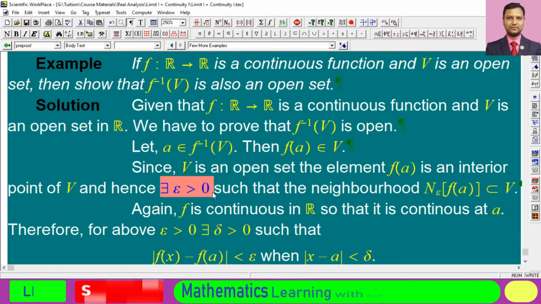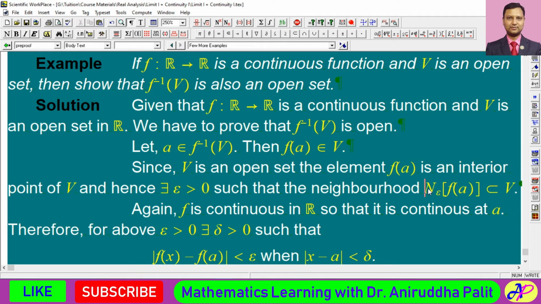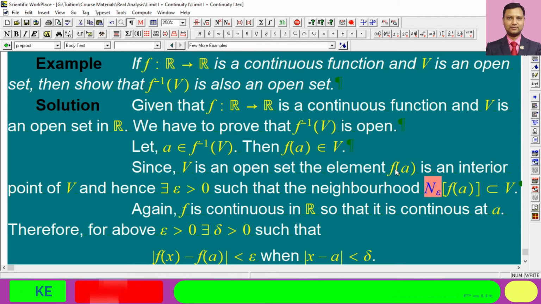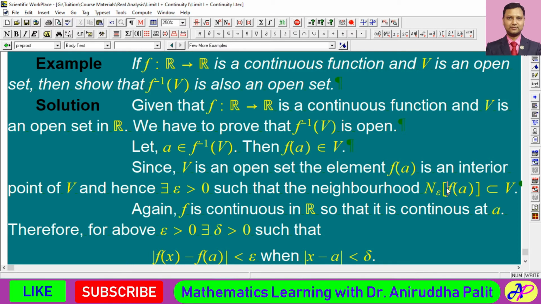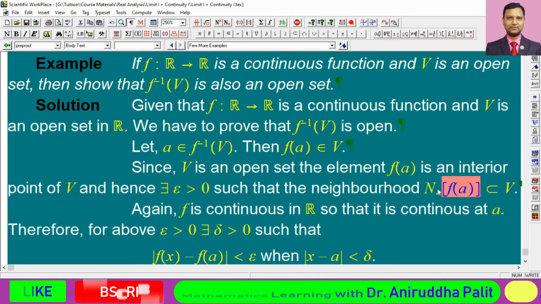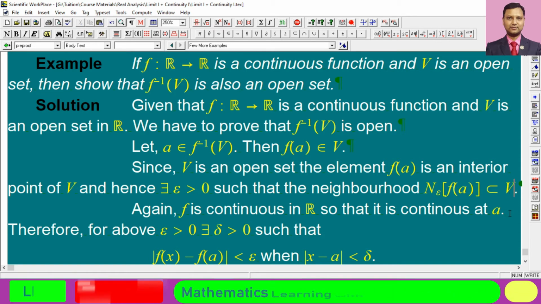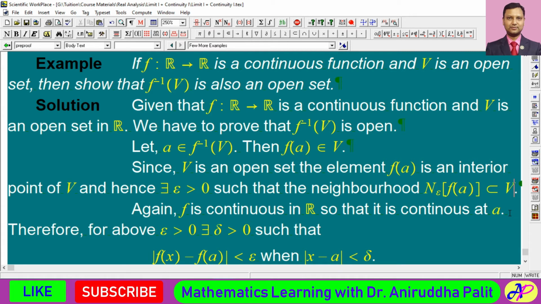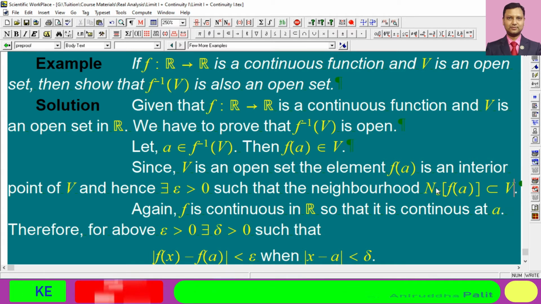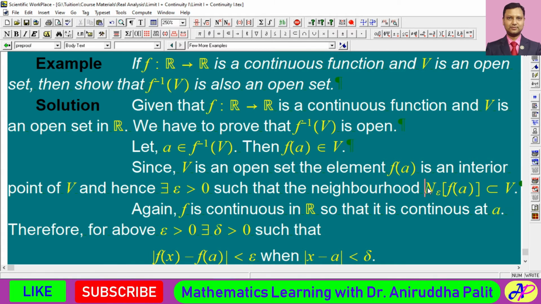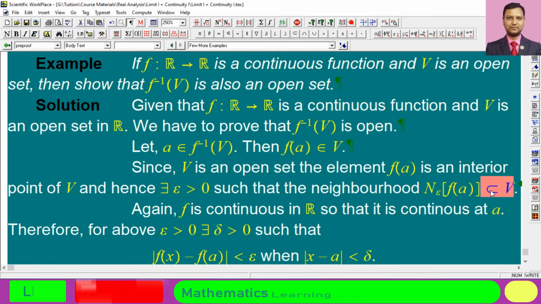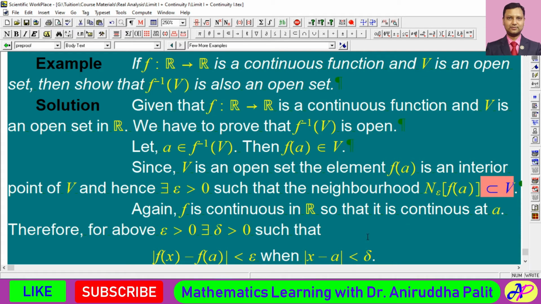so there exists an epsilon greater than 0 such that this neighborhood N epsilon of the element f of A, so N epsilon of f of A, this neighborhood must be a subset of the set V. এটাই হচ্ছে আমাদের ইন্টিরিয়র পয়েন্টের ডেফিনিশন। সো আমরা একটা নেইবারহুড অফ f of A পাচ্ছি, epsilon neighborhood of f of A পাচ্ছি which is a subset of the set V.